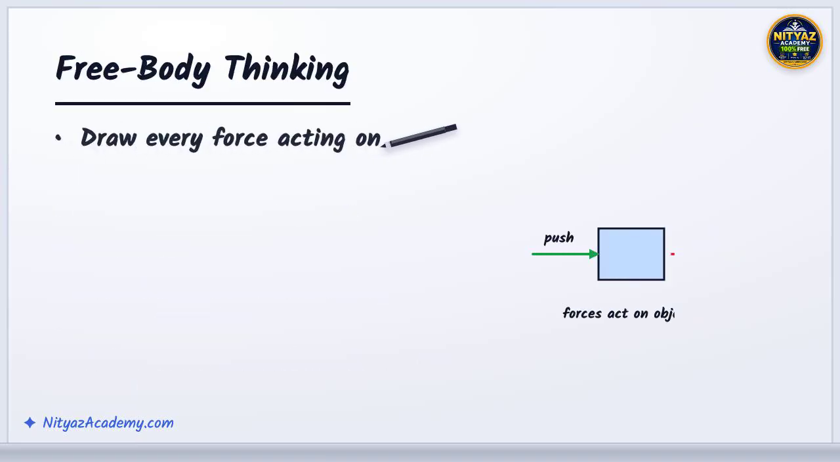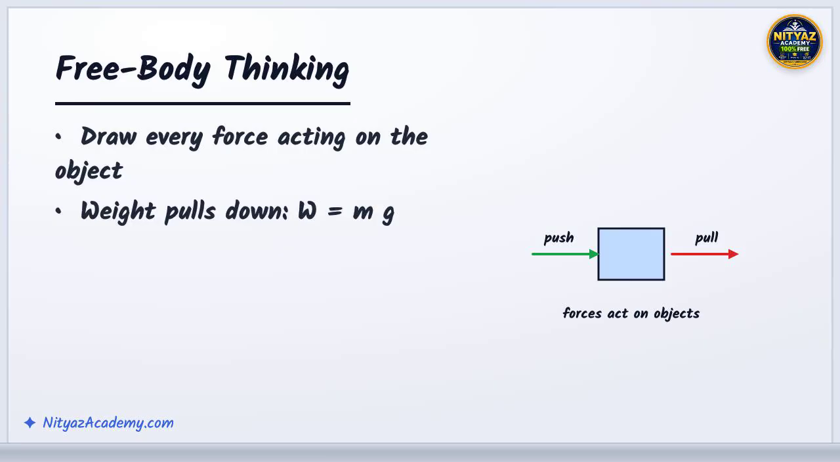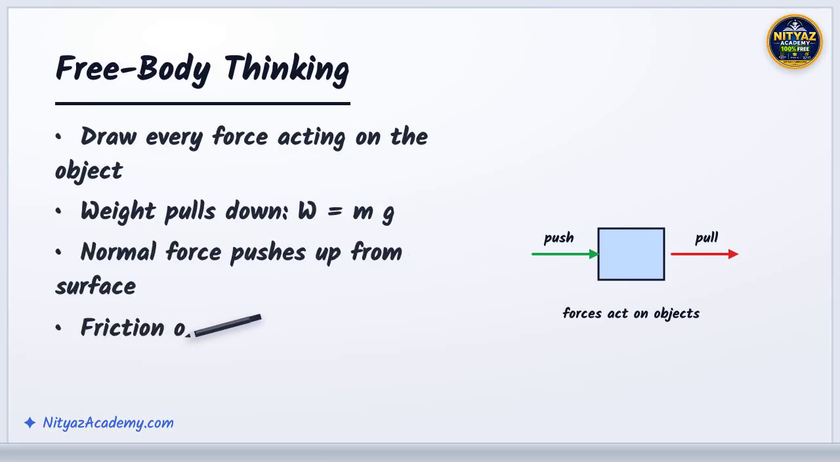To use these laws, draw a free body diagram showing every force on one object. Weight always pulls straight down and equals mass times gravity. A surface pushes back with a normal force perpendicular to it. Friction acts along the surface, always opposing the direction of sliding. Once these arrows are drawn, you add them up to find the net force.